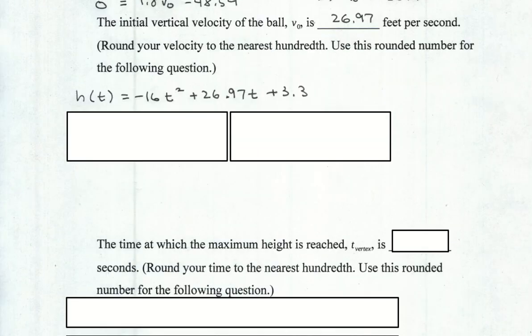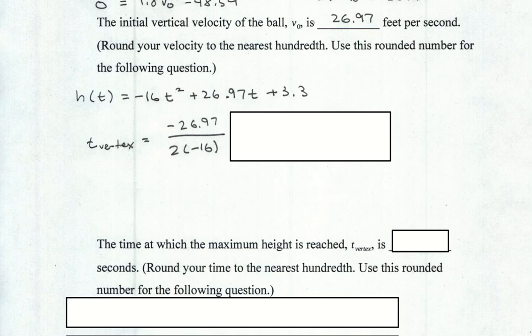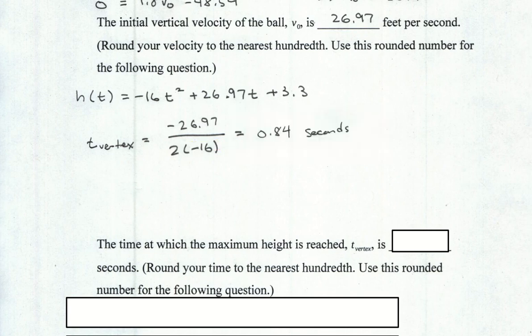We're interested in finding where it reaches its maximum height. That's a vertex question. So negative b over 2a. Remember, our b was our initial vertical velocity. There it is once we've changed its sign. And amazingly, in the denominator, we've got the acceleration due to gravity, 2 times negative 16. So we do a little arithmetic, and we learn that it reaches its highest point after 0.84 seconds. And again, I've rounded to the nearest hundredth. You're going to be asked to do the same thing in my open math.